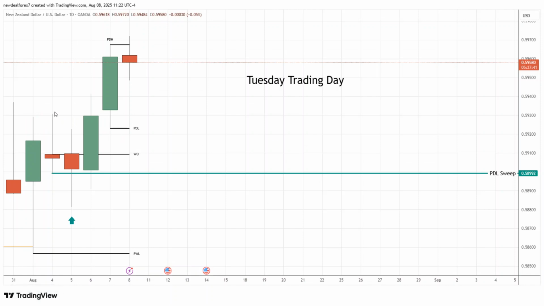This is another Tuesday example. Here's the Monday range. Price dipped in, closed beneath it. It did give one more chance. It dipped below this range again before expanding. And then here you go, your daily close above the weekly open is right here.